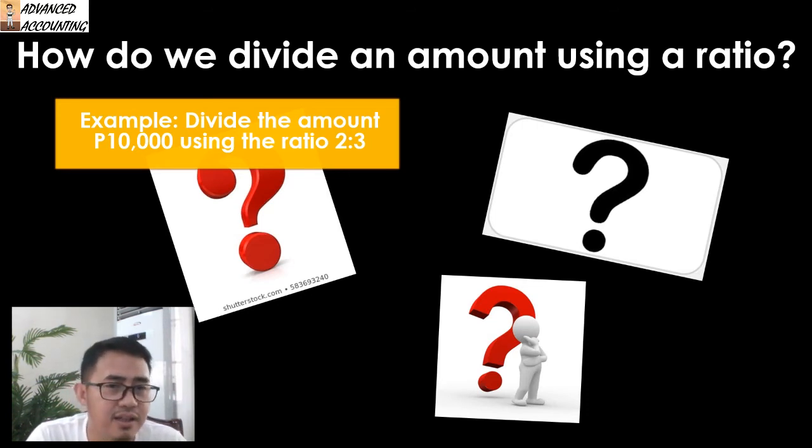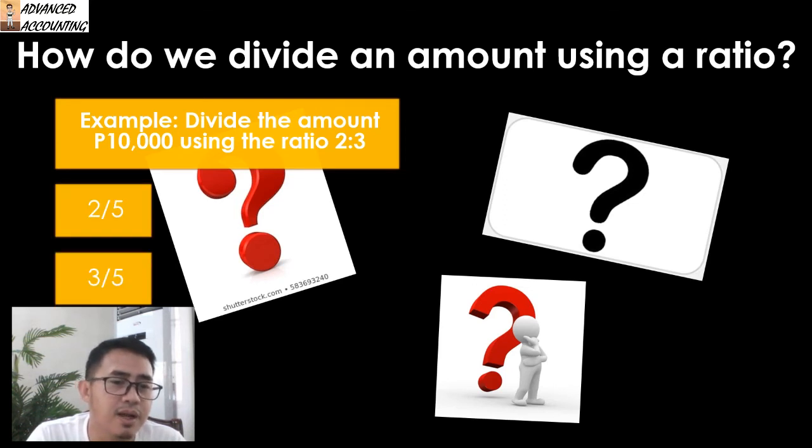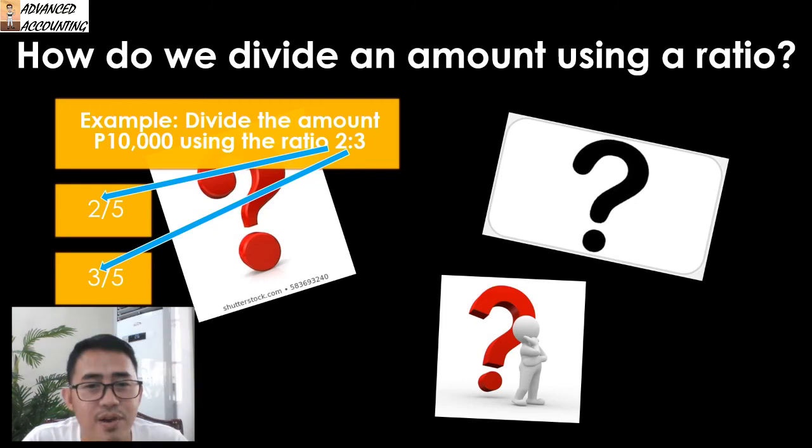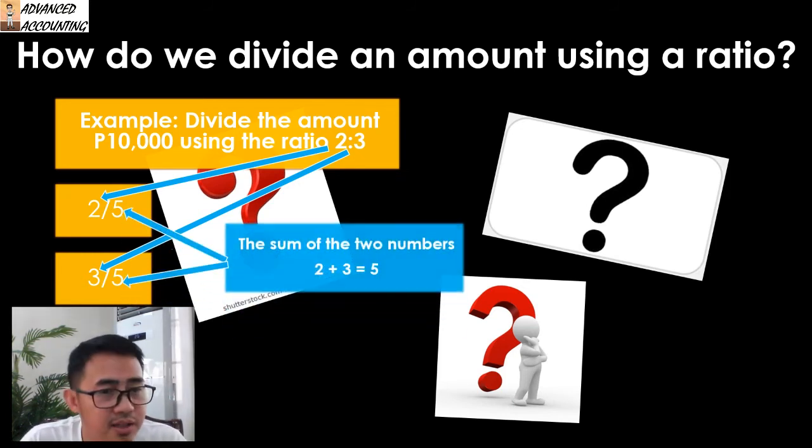So how do we begin? How do we divide the 10,000 using this ratio? Of course, we have to arrive at a fraction that we will multiply to the amount. So where did we get this? The numerator of the fraction should come from the ratio. Since the ratio is 2:3, the first amount should have a numerator of 2 and the second amount should have a numerator of 3. And the denominator will come from the sum of the two numbers. So 2 plus 3 equals 5.